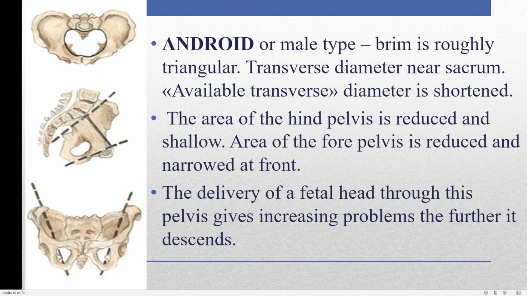Next type, it's android or male type. The brim is roughly triangular, with the transverse diameter near the sacrum. The available transverse diameter is shortened. The area of the hind pelvis is reduced and shallow. The area of the forepelvis is reduced and narrowed at the front. The delivery of a fetal head through this pelvis gives increasing problems the further it descends. It may be easy at the upper part in the plain inlet, but impossible lower.